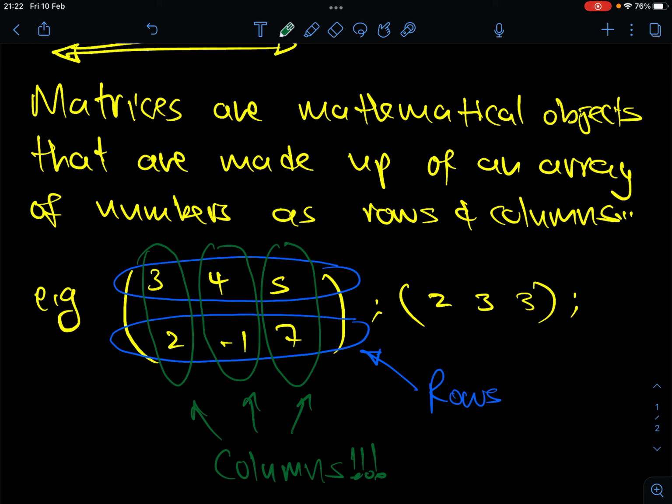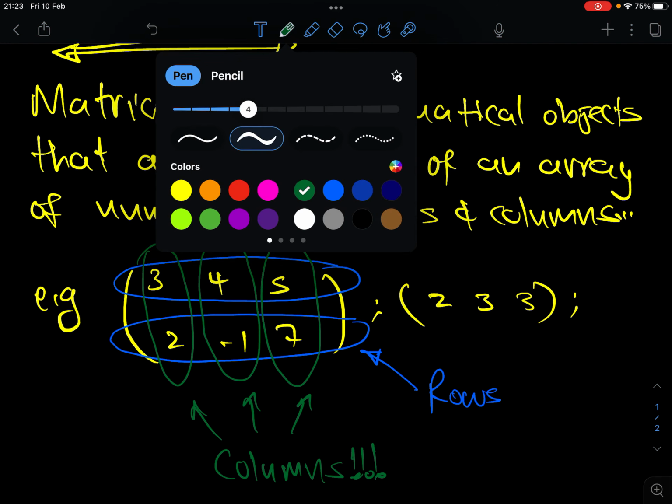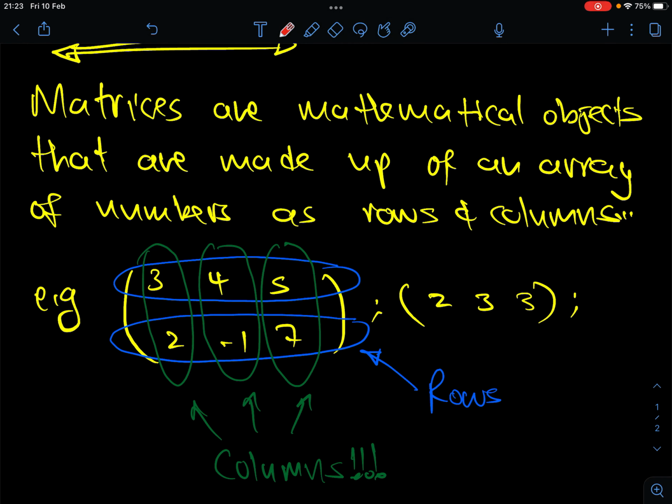So one thing that characterizes them is the columns and the rows, and also the numbers that fill up all those columns and rows. The individual numbers found within certain rows or columns, like for example this number 3 sitting there, we refer to as the entries of a matrix.